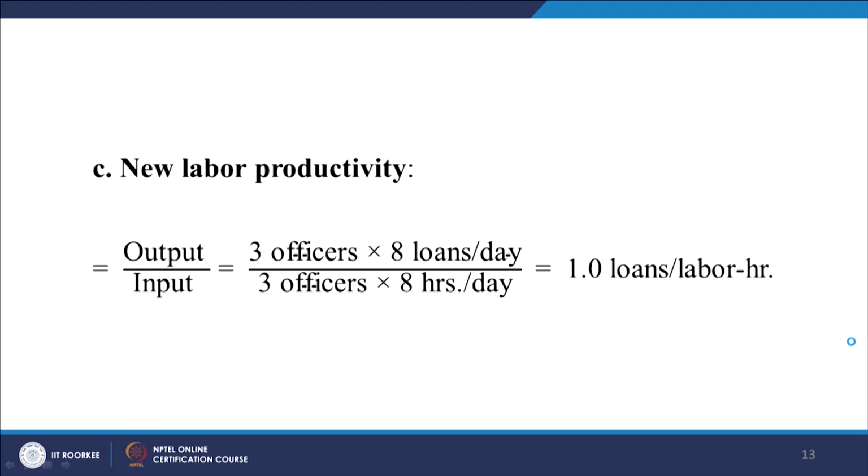So the new software increases the number of loans processed per day, which means the output is changing, but it also increases the overhead, which means the input is also changing. Now in the changed scenario, the new labor productivity becomes: the number of persons remains the same, but with the use of the software they are able to process 8 loans per day. So the total output is now 24 loans per day, and they are putting 24 hours into the action, because 3 workers each put in 8 hours per day. So 24 hours is the input, 24 loans processed per day. So we can say 1 loan per labor hour is the modified labor productivity with the use of the software. Now what is the new multi-factor productivity?